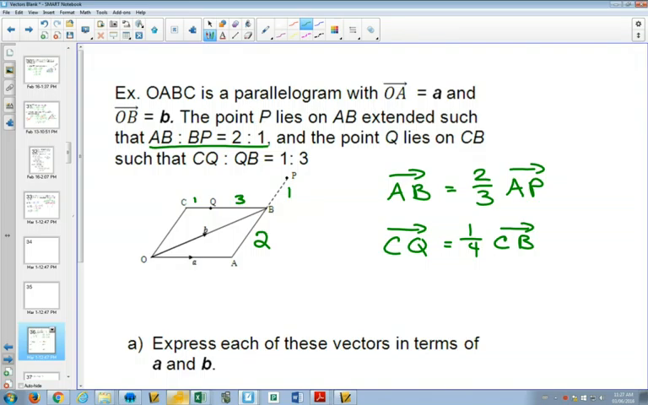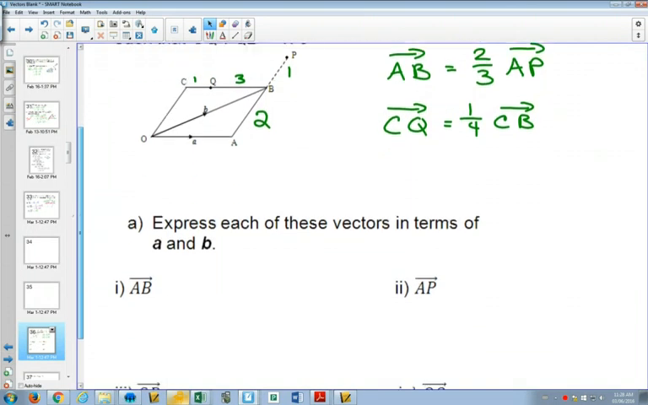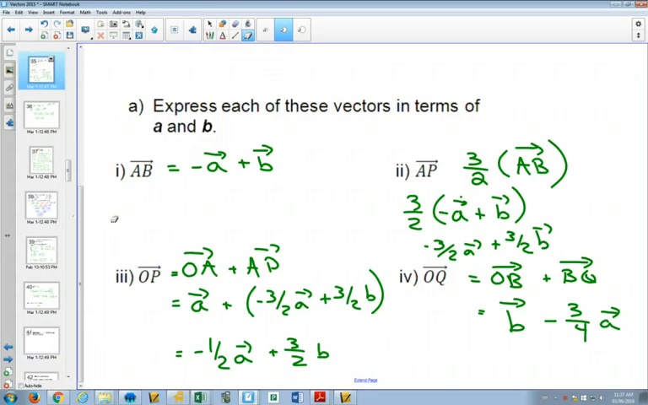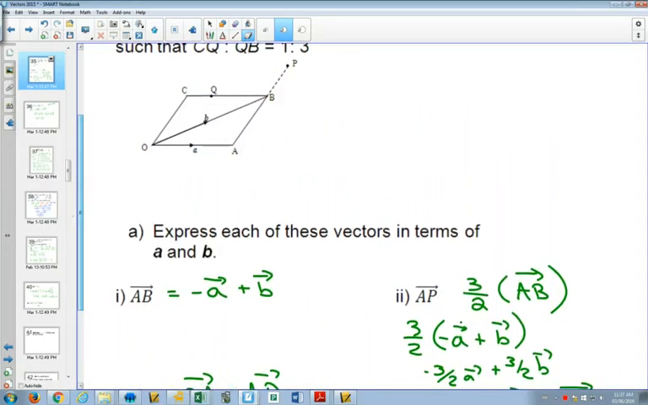Now with that in mind, I want you to try those 4 there. And then those 4 questions in part A, and then try part B as well. So from A to B, the first part, that's pretty straightforward, because if you're starting at A and you want to get to B, you can do that by going negative A plus B, and sure enough, you end up at B.